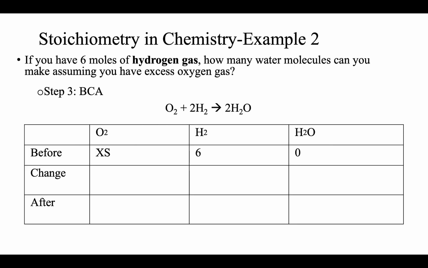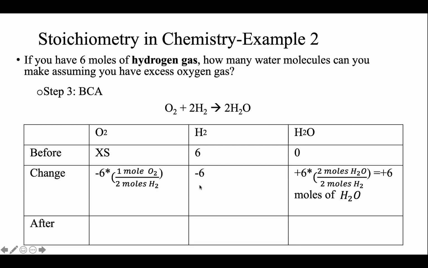The next step is to construct the BCA table. Again, to begin with, I have an excess amount of oxygen gas given by the question, and 6 moles of hydrogen gas, also given by the question. And before I combine these two gases together, I should have none of the water molecules, so 0.